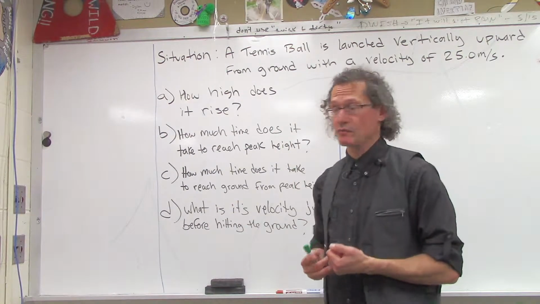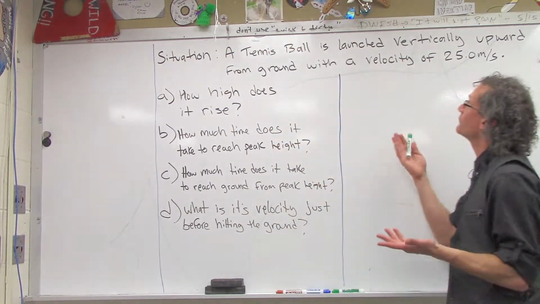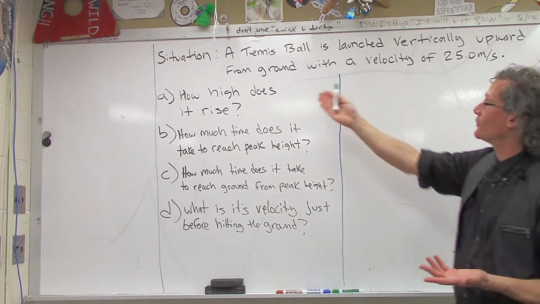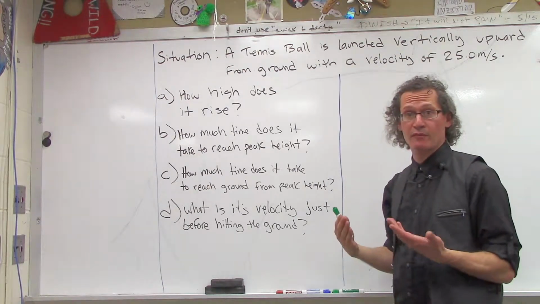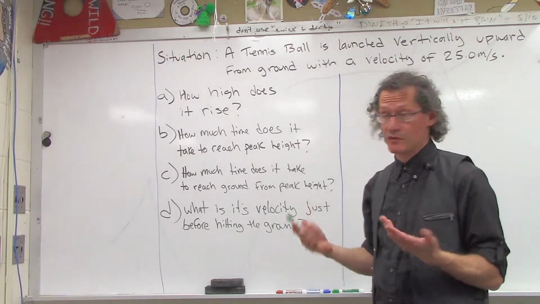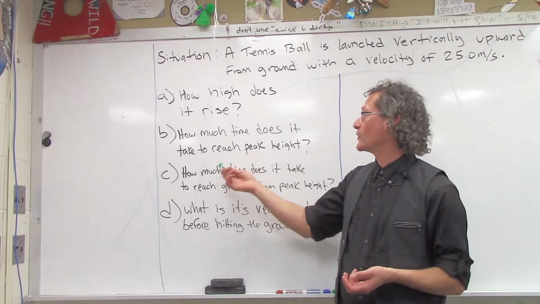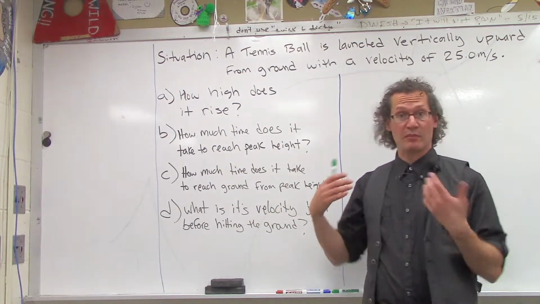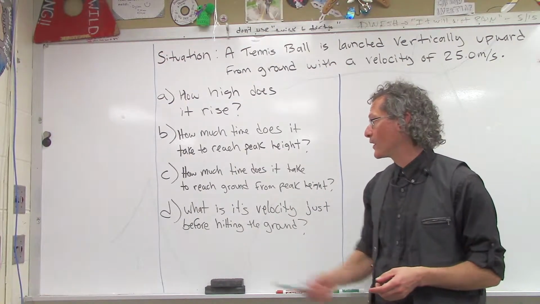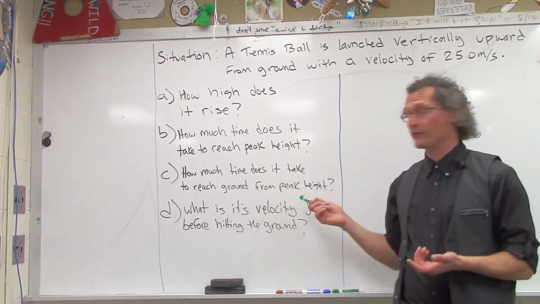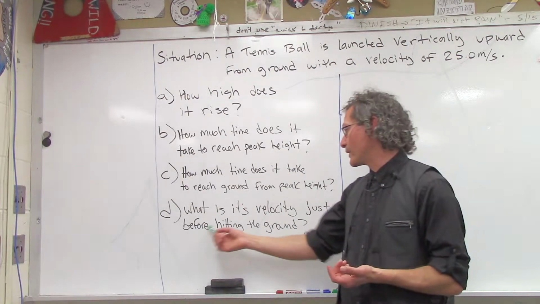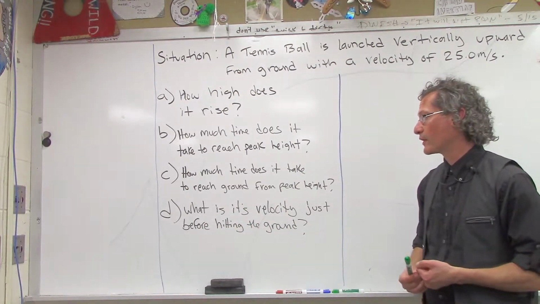And here's our situation. We have a tennis ball. It's launched vertically upwards from ground with a velocity of 25 meters per second. We want to find out a few things. A, how high does the tennis ball rise? How much time does it take to reach peak height for the tennis ball? How much time does it take to reach the ground from peak height? And what is its velocity just before hitting the ground?